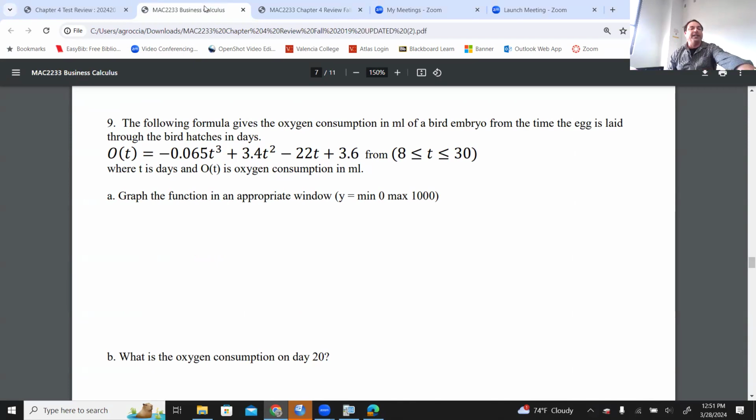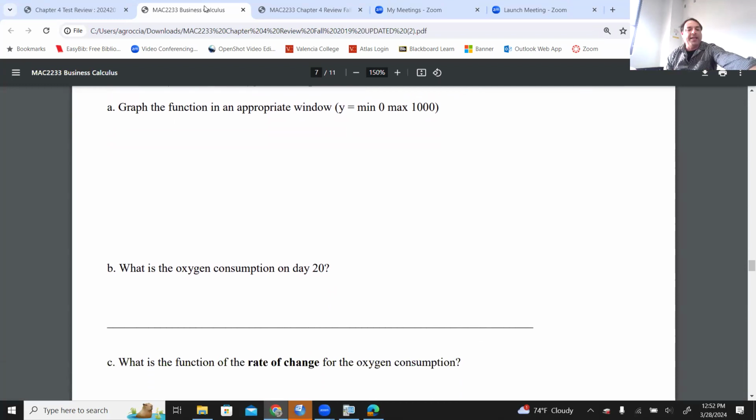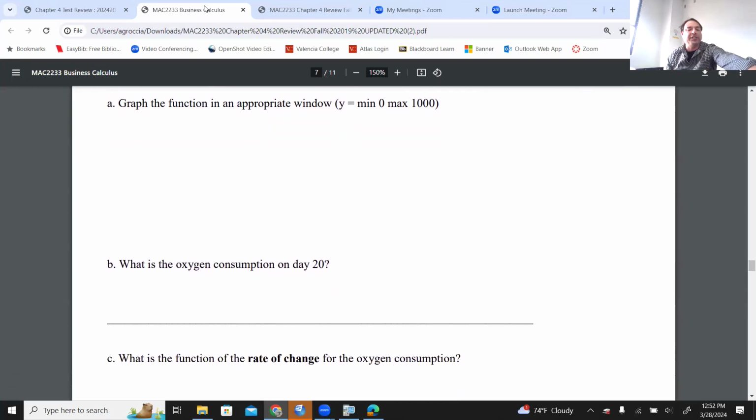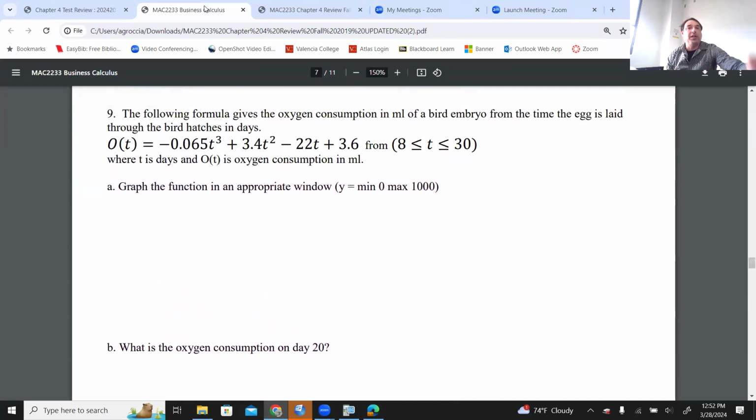But the idea is that you were given this formula, which gives the oxygen consumption in milliliters of a bird embryo from the time the egg is laid until the bird hatches, in days. So basically, T is in days, O is oxygen. You graph it, practice that, and then it says, what's the oxygen consumption at day 20? Well, you just plug 20 in. So 20 goes into the original.